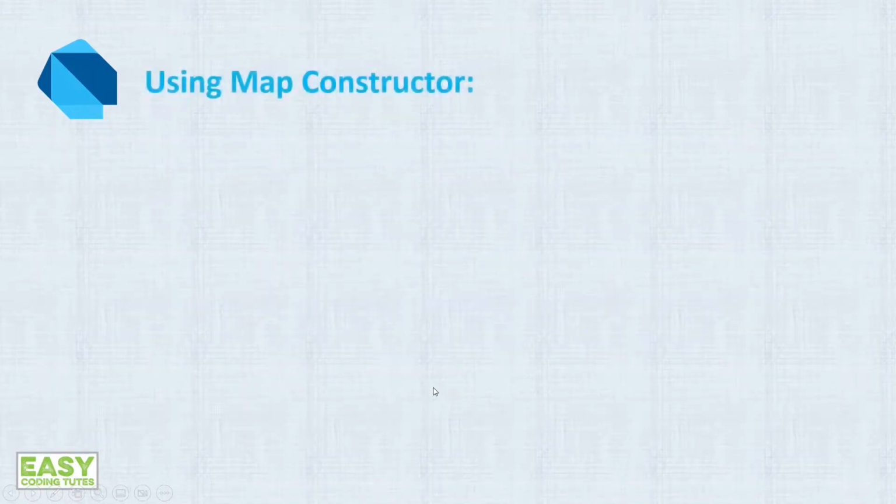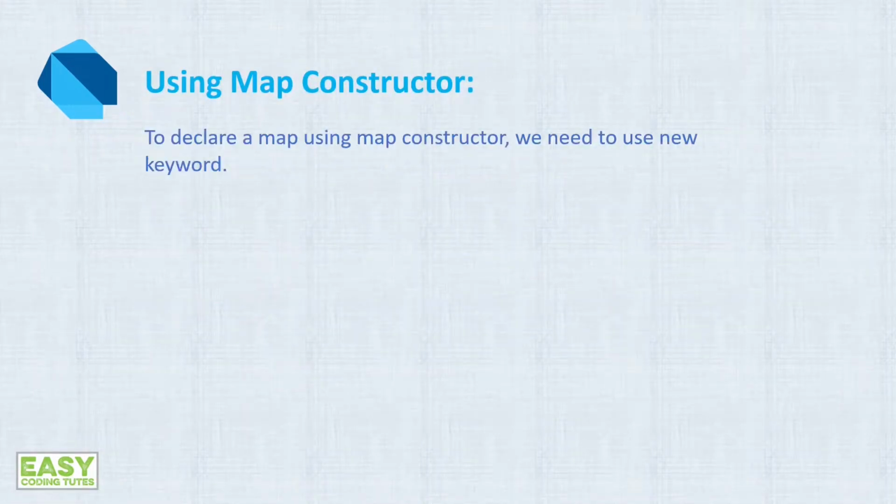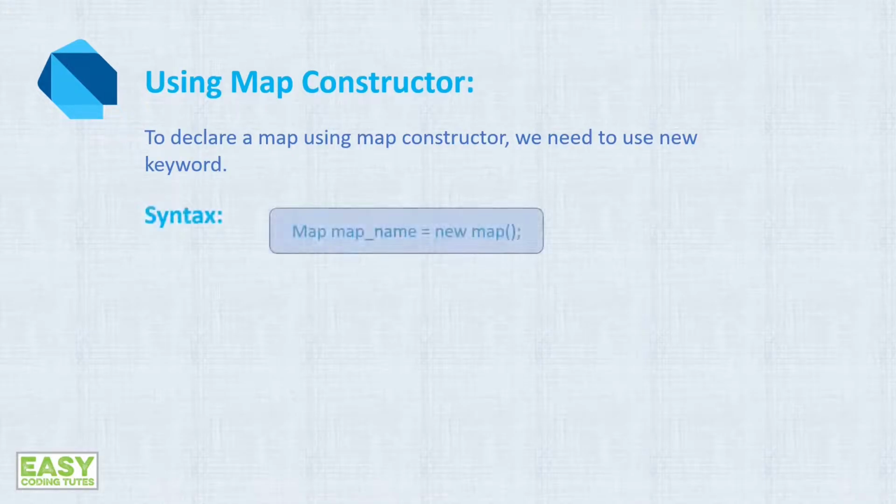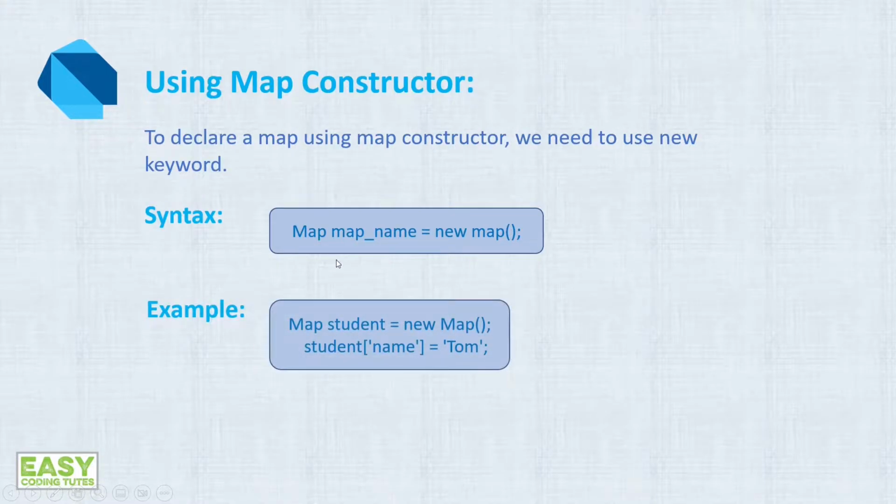The second way is using map constructor. To declare a map using map constructor, we need to use a new keyword. So here we have a syntax, map name is equal to new Map. So let's see the example for this syntax. So we have map student is equal to new Map. So here we are assigning value in the second statement as student of name is equal to Tom. So here name is the key and Tom is the value associated with this name.